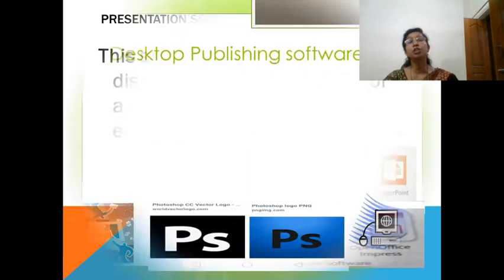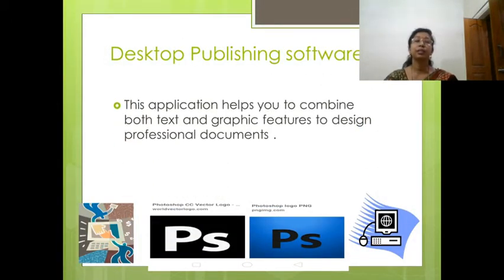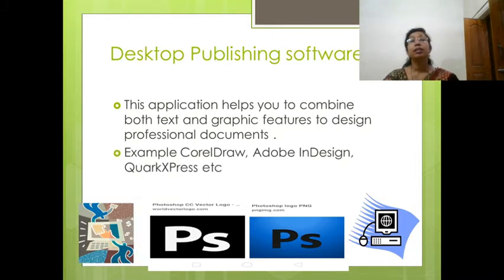Now let's see what is a desktop publishing software. This application software helps us to combine both text and graphic features to design professional documents like printed forms, newsletters, advertisements, books, posters, magazines, etc. Some of the examples are CorelDRAW, Adobe InDesign, etc.